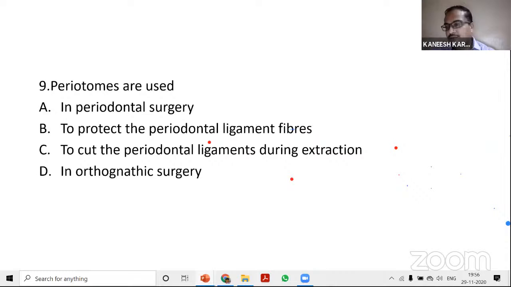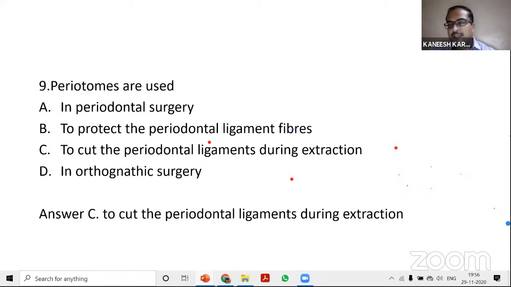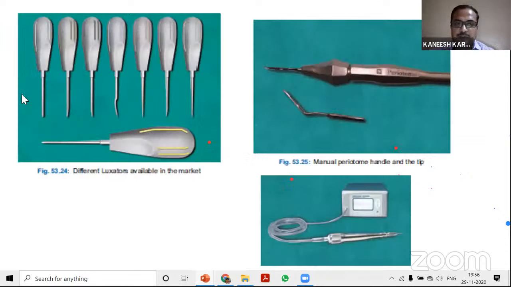Periotomes. Excellent, excellent. To cut the periodontal ligaments during extraction. Periotomes are used in extraction. See, these are the set of periotomes, which are also called luxators, to remove the periodontal ligament fibers.